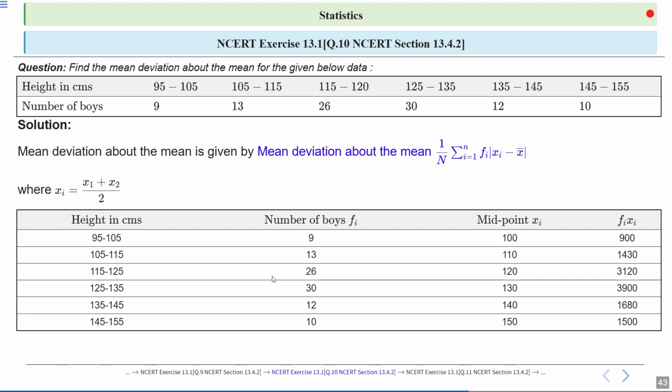Here is the completed table with all the midpoints and the products of frequency and midpoint. Okay, so for each class we have listed the height interval, the number of boys, and here we added the midpoint column and fi into xi column.